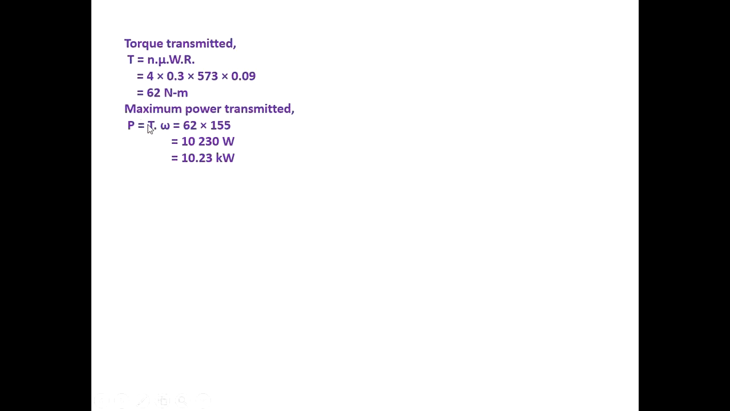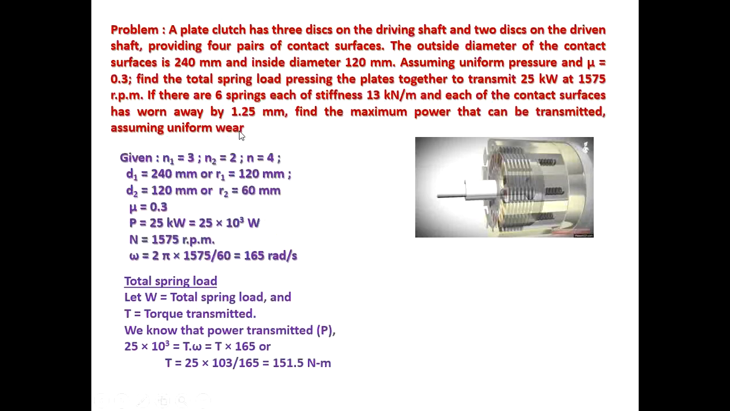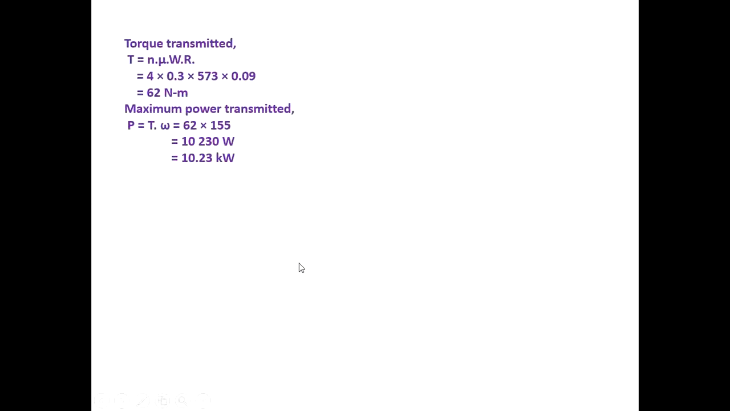We know that power is torque into angular velocity, T into omega. The omega is the same speed, which is 165 radians per second. Substituting here, we get 10.23 kilowatt. So the net power acting on the clutch is 10.23 kilowatt.